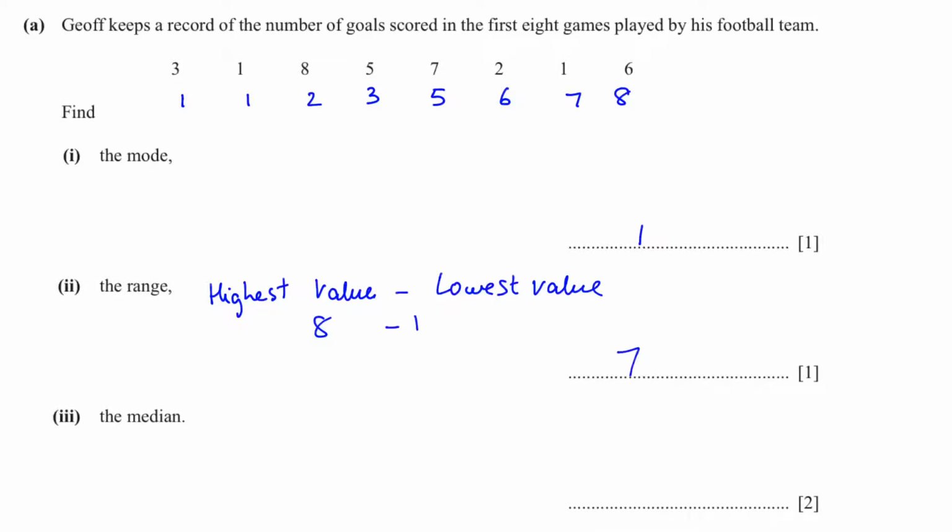Median is the middle number. When you have been given data like this, you can just cancel from the side, and from this side. You have been left with 2 numbers. Add them together, 3 plus 5 and divide it by 2. You will get 4. So median is 4.